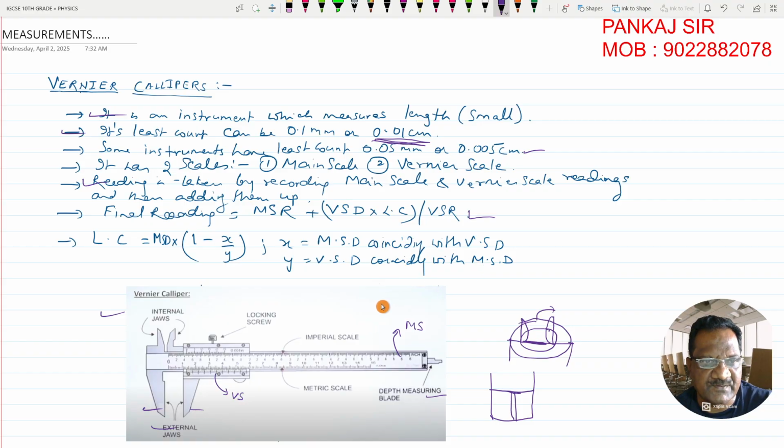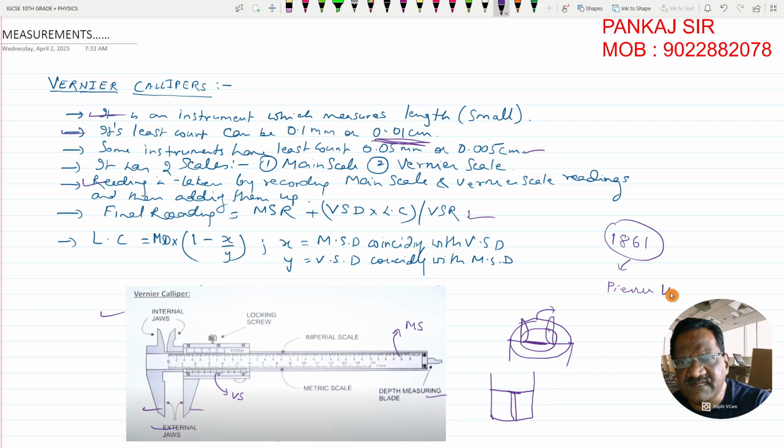Okay, so vernier caliper, first of all, let me tell you, it was around in the year 1861. This particular instrument, vernier caliper, was invented by a scientist whose name was Pierre Vernier. And because of this name, vernier caliper has been given to this particular instrument. Now, we should know what is a least count first of all. So let us talk about the least count.